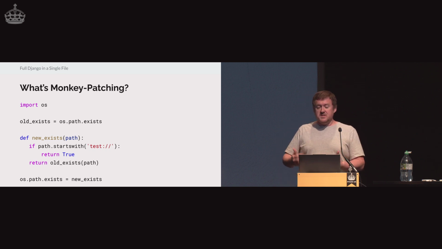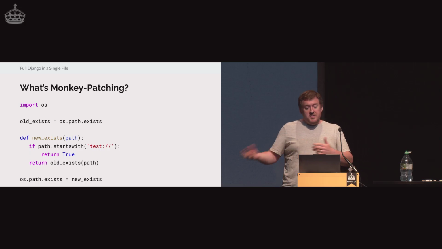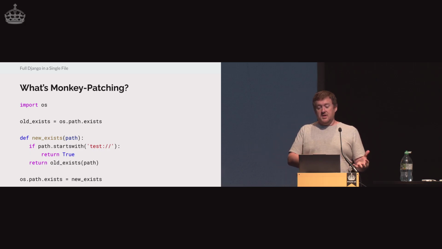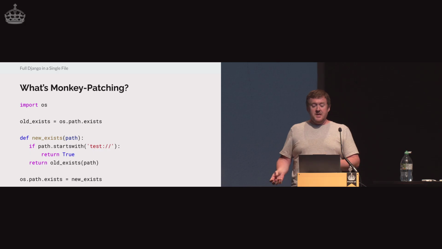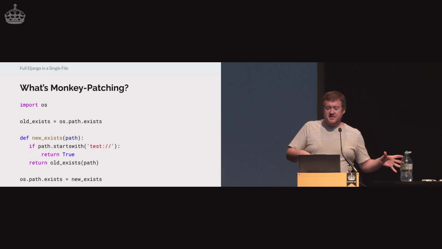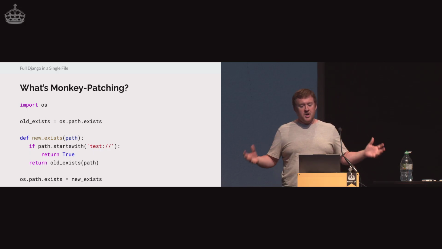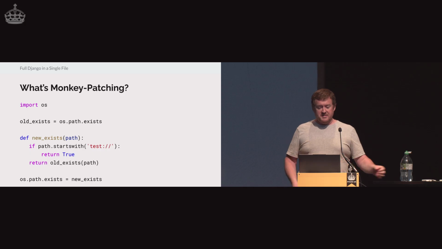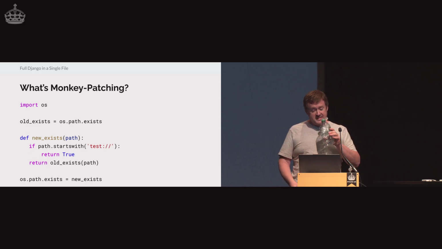First, we create a reference to the old exists method. We define a new function which catches paths starting with test, and then we return true to say they exist. And then we pass the other paths back to the old behavior to see if they really do exist. And then at the end, we overwrite the old exists method with our new one. Now, obviously, if your code does something unexpected, you can break a lot of things. So we have to be careful. With great power comes great responsibility.